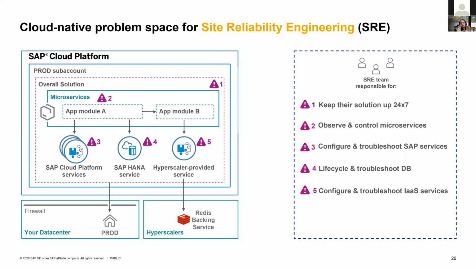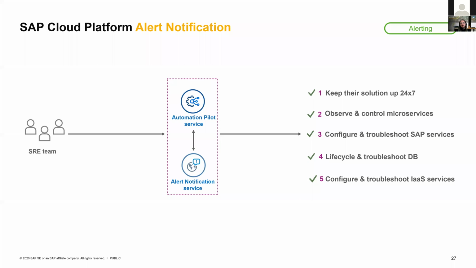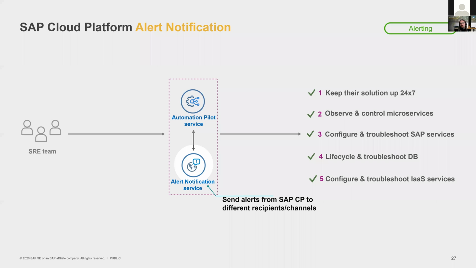And of course, here manually looking into that by dashboards and so on is a rather tedious task, to be honest. So our approach to support you with that is twofold. The first one is the so-called alert notification service that allows you to subscribe to any events coming from the SAP Cloud Platform, be it from used SAP Cloud Platform services, be it from the hyperscalers, be it from the persistency.